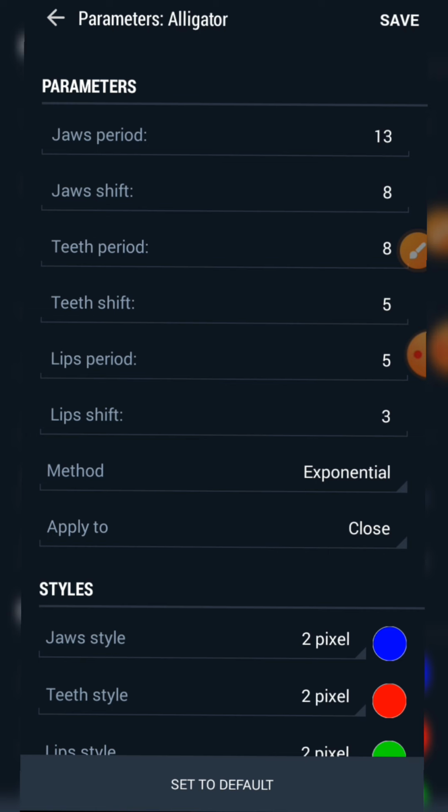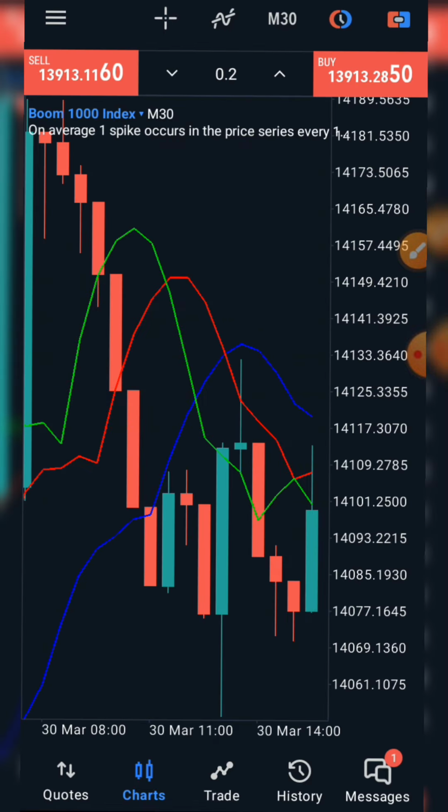Like you all know, I love to use exponential because it helps me to see the direction of the market in one of the simplest ways. And I'll apply it to close. Now, these colors, you'll be fixing it like this. All right. So let me touch save. Now, when I save it, I'll go back. This is what it looks like.